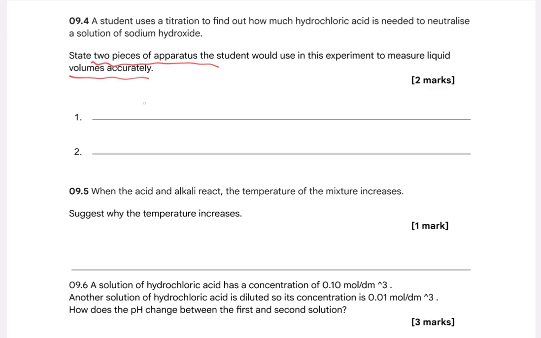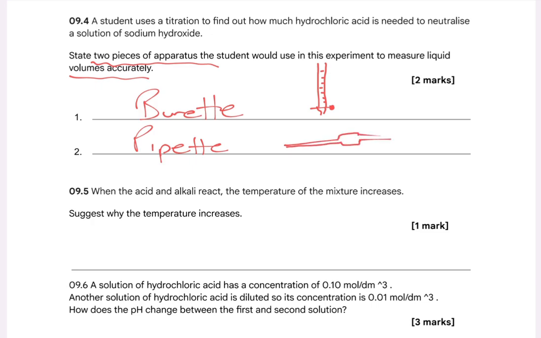But two pieces of kit which are useful are burettes. You may have seen these in the lab, these are long tubes with a tap at one end, and it allows you to measure variable volumes of substances, typically up to about 50 centimetres cubed. And then the other one is a pipette.